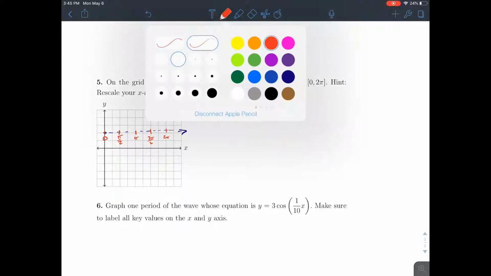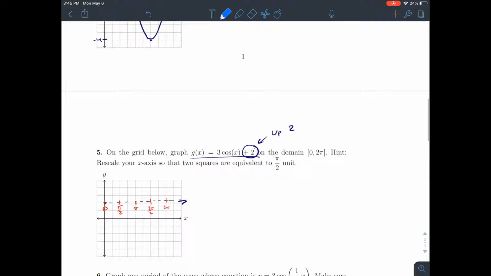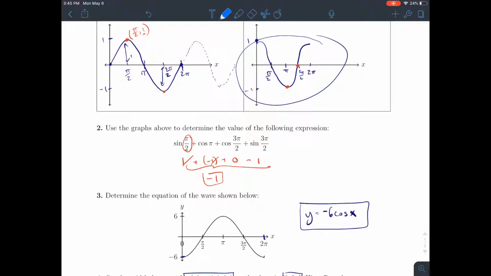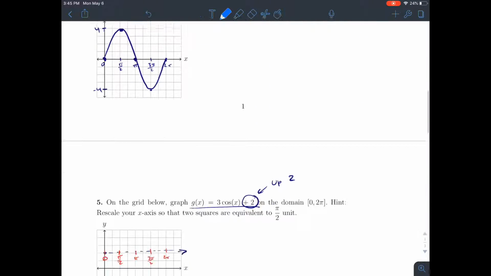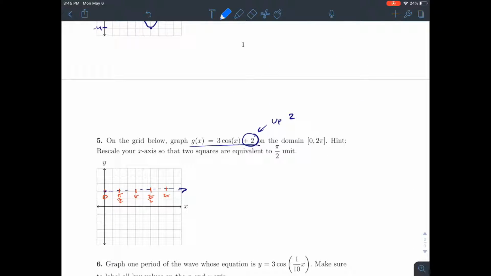And now from here, with cosine, looking back at our original form, cosine should be starting at its maximum value. So we want to start at our maximum value, which, because we have an amplitude of 3, is going to be 3 units above our midline. So we start off at 5.